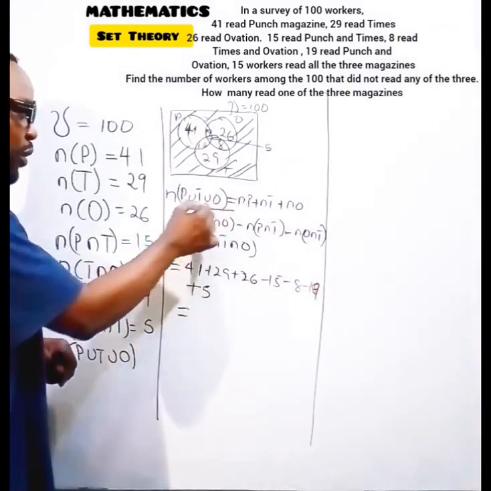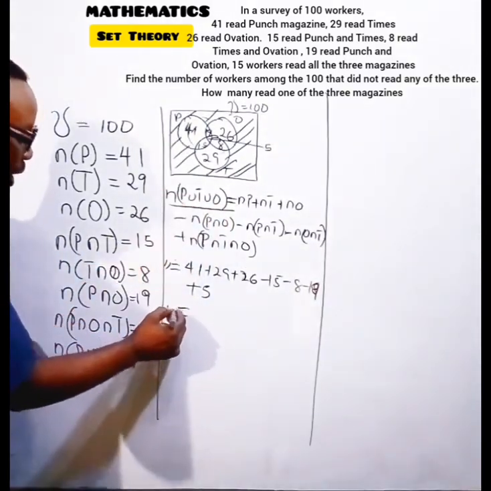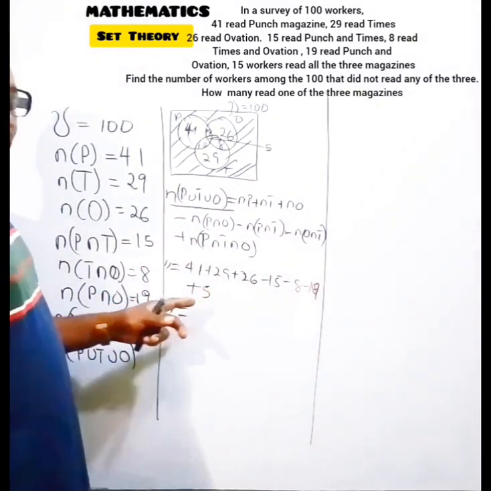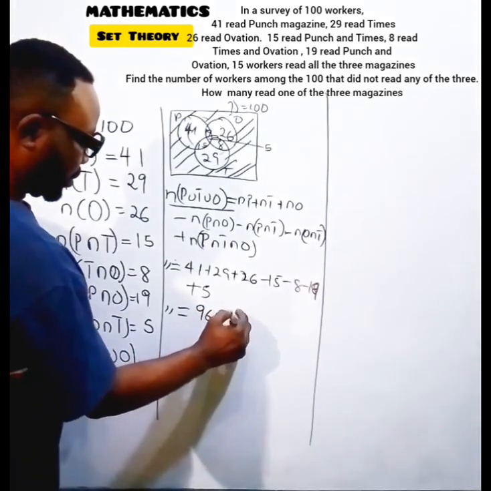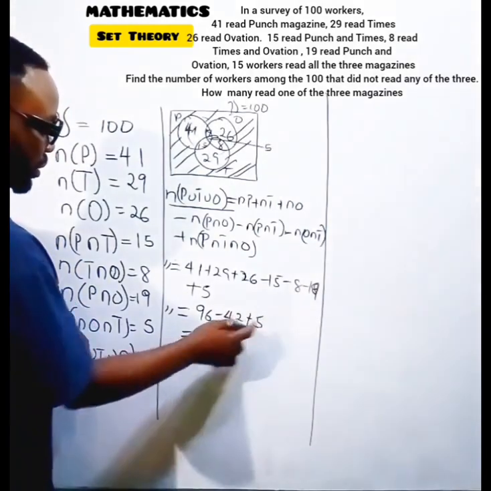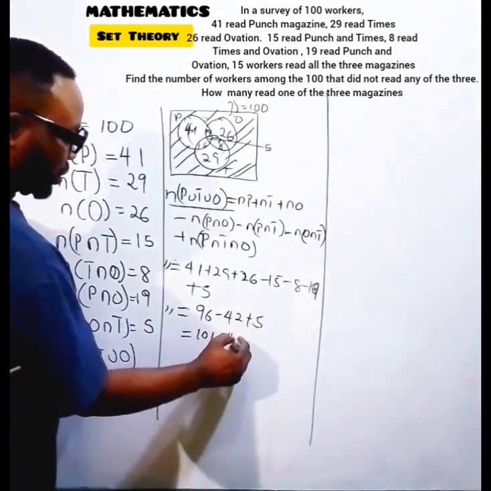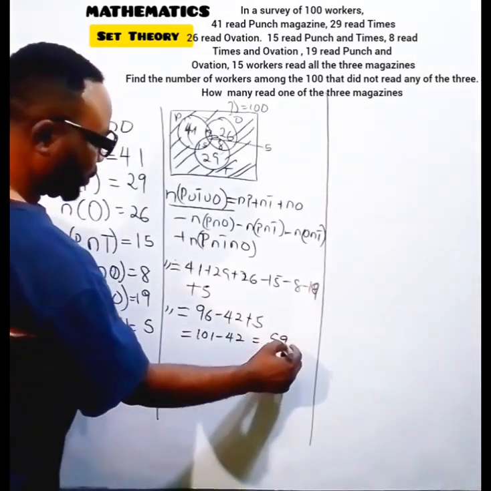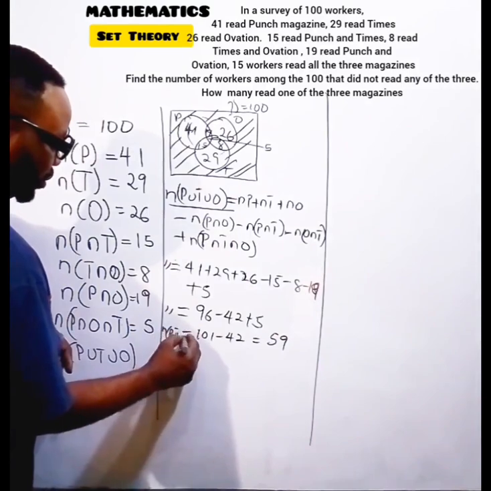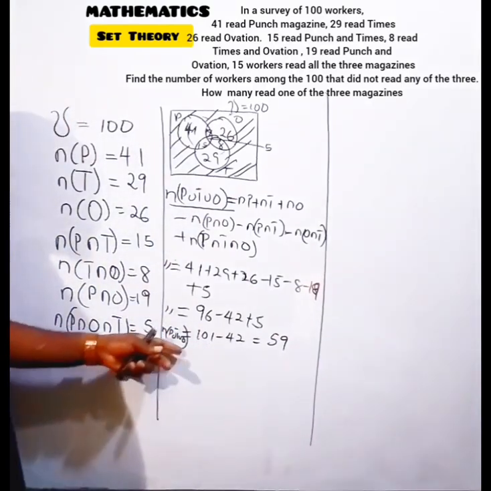The whole thing that we have here, which is the value for the number of Punch union Times union Ovation, that's what we are working on now, will be equal to 96 minus 42 plus 5, which is equal to 101 minus 42, which is equal to 59. That is the value for the number of Punch union Times union Ovation.